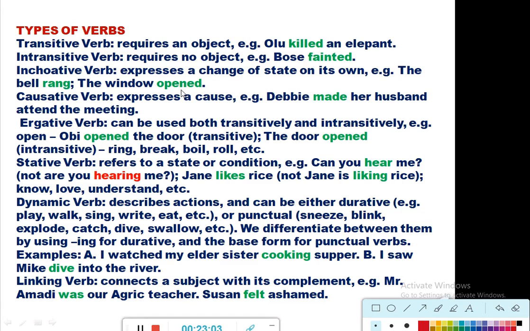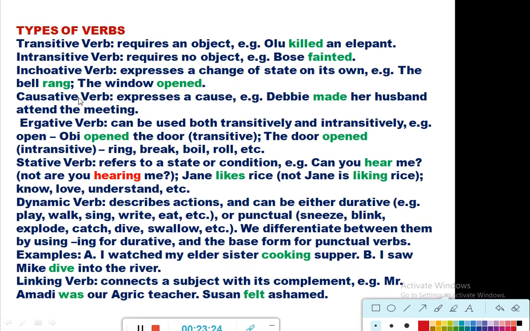You can see the window opened. Like in the case of the bell rang, we can say the timekeeper rang the bell. But here we chose to say the bell rang. We can say James opened the window. But here we chose to say the window opened.